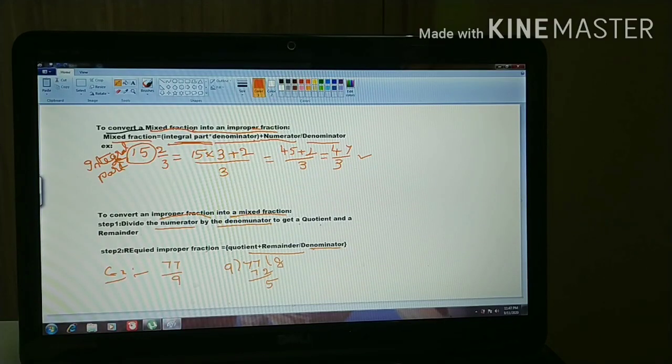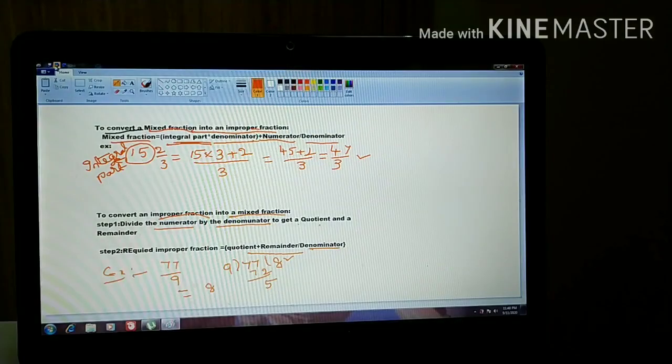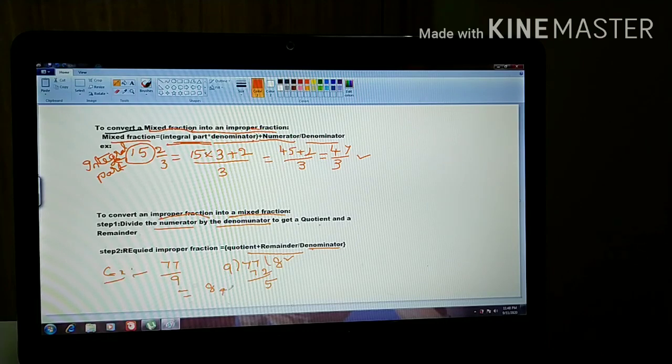Now what to do? The required fraction equals the quotient plus the remainder over the denominator. What is the quotient here? This one, 8. Quotient plus remainder, how to write? 8 plus, what is the remainder? 5, divided by the denominator. What is that one? 9. Now write it down. So 8 5 by 9. This is your answer.